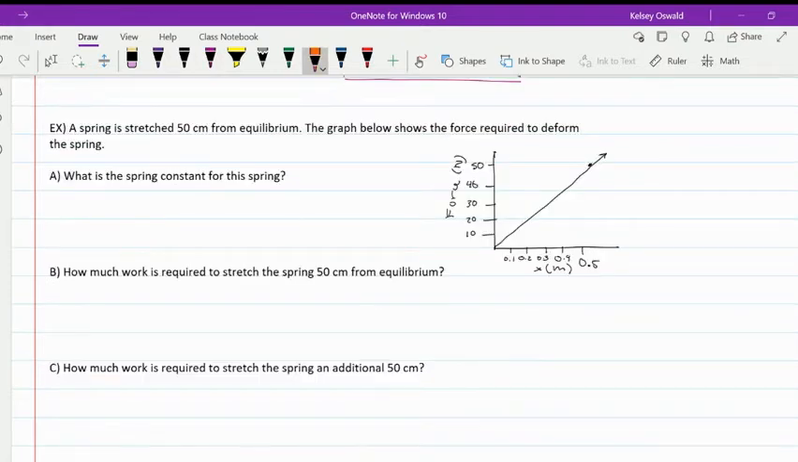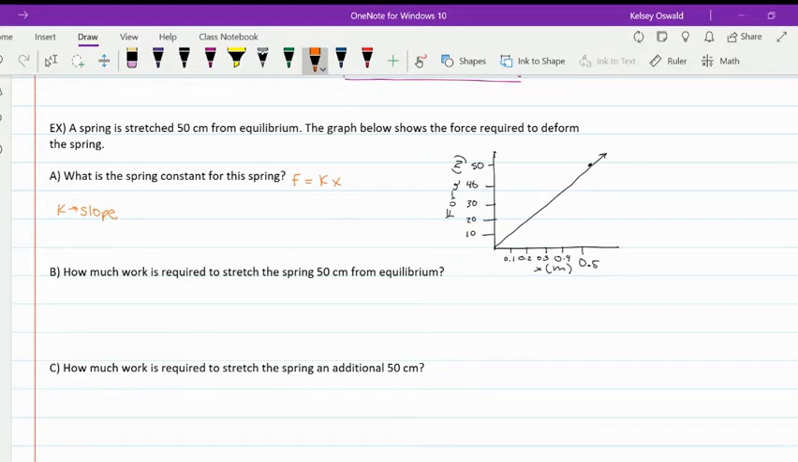Stretched 50 centimeters from equilibrium. The graph below shows the force required to deform the spring. We want to find the spring constant for the spring. So remember what we were talking about earlier. We know Hooke's law is our force equal to that spring constant times our displacement. So if we look at this graph, that spring constant k is going to be the slope. If we find the slope of this graph, that will tell us our spring constant.